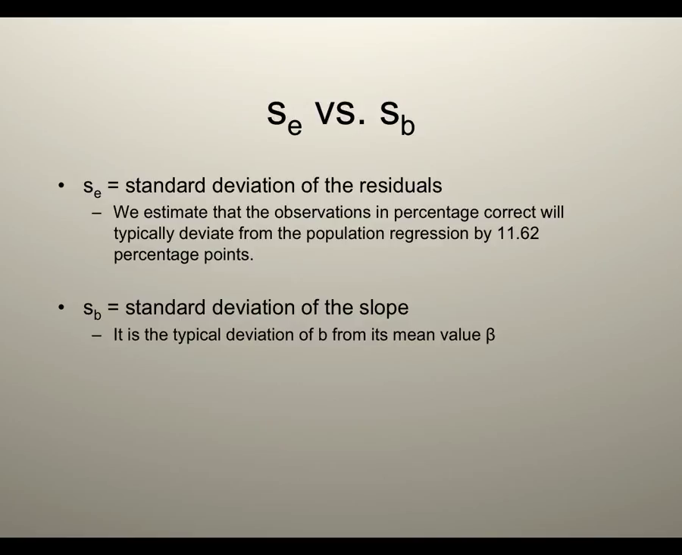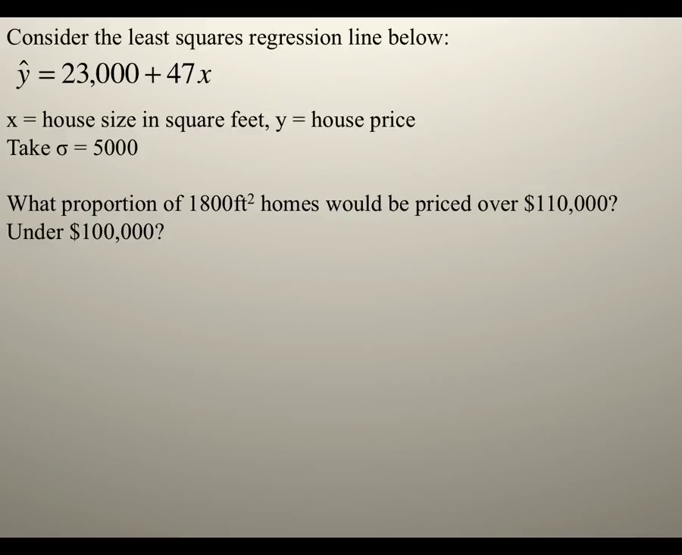Okay, this is on page 10. So it says, consider the least squares regression line below. Y hat is 23,000 plus 47x. X is the house size in square feet. Y is the house price. Take your standard deviation to be 5,000. It says, what proportion of 1,800 square feet homes would be priced over 110,000 and under 100,000?